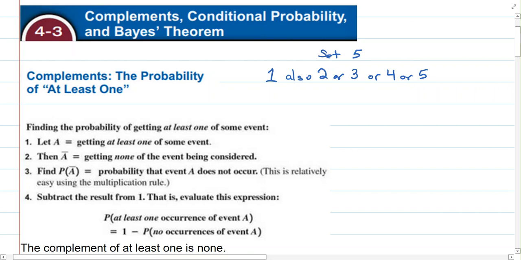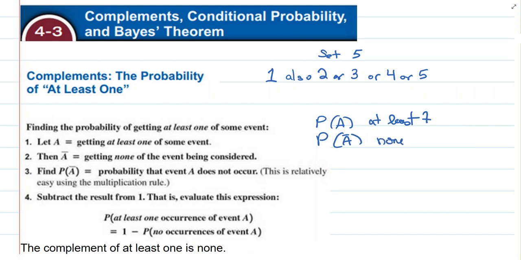So we begin with A getting at least one of an event and not A getting none of the events. So in this case, we're looking at the probability of a specific at least one, and then the probability of not getting any. And we're using this one to find this one. So it's going to be easy. I'll do the best I can to clarify anything that might upset us.